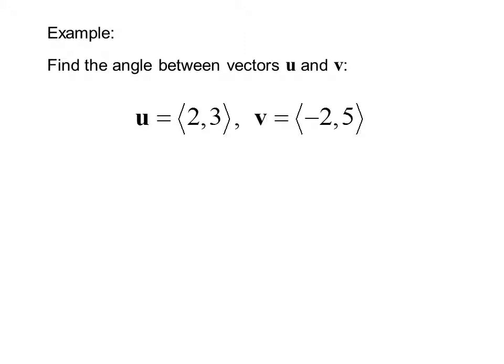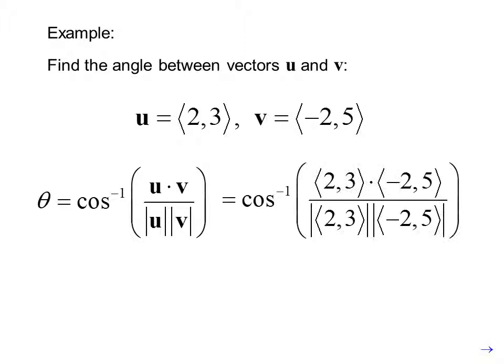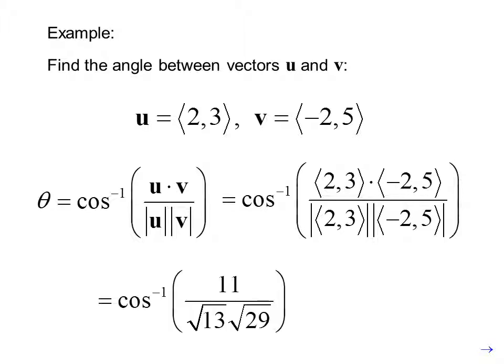Example, find the angle between the vectors u and v, where u is vector ⟨2, 3⟩ and v is vector ⟨-2, 5⟩. Using the formula, we have theta equals inverse cosine of u dot v over the magnitude of u times the magnitude of v, which is inverse cosine of ⟨2, 3⟩ dot ⟨-2, 5⟩ over the magnitude of ⟨2, 3⟩ times the magnitude of ⟨-2, 5⟩, which becomes the inverse cosine of 11 over radical 13 times radical 29. When we plug that into our calculator, we get about 55.5 degrees. Notice that I did this one in degrees, not radians. So if you want a degree answer, you have to put your calculator in degree mode.